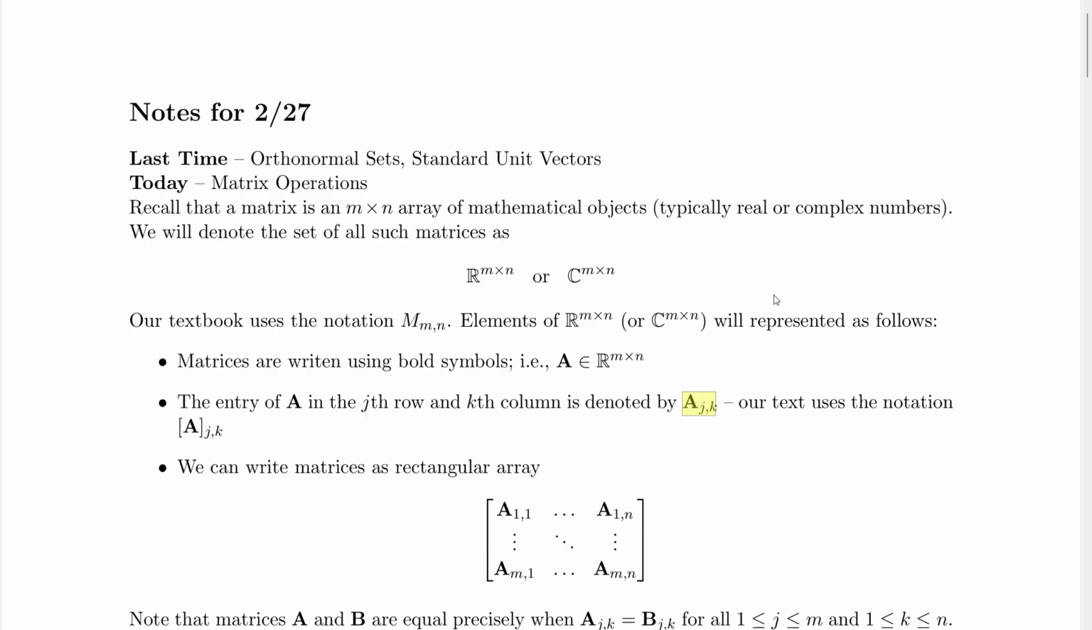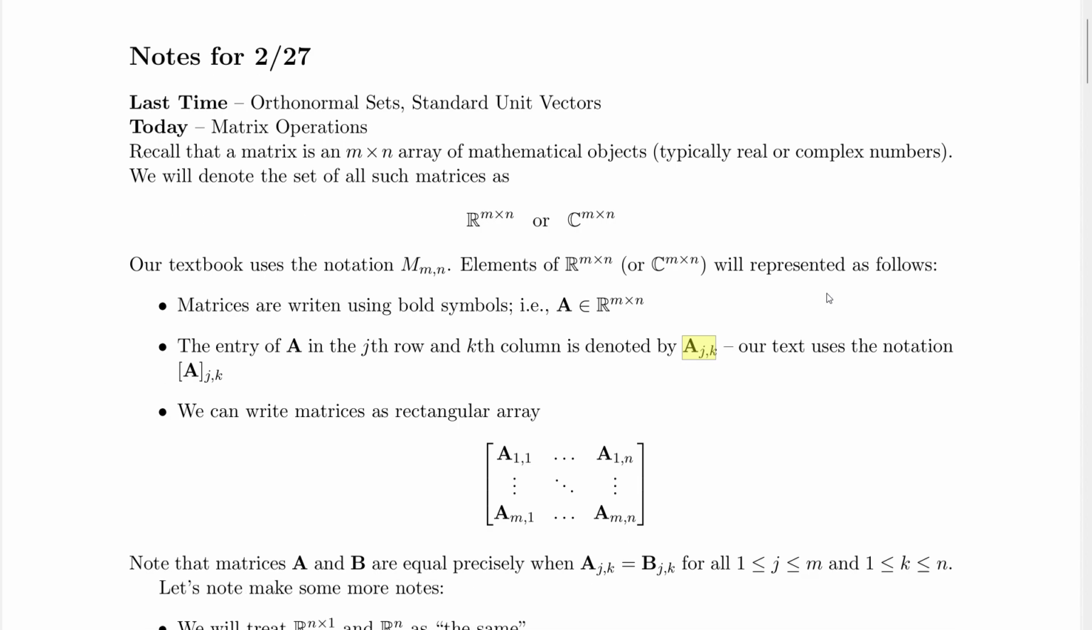All right. Before we go any further, let's note that matrices are equal precisely when their entries are equal. And it goes without saying, right? Two sets are equal if they have precisely the same elements. Two matrices should be the same if they have precisely the same entries. Worth noting. All right, and speaking of that, let's make some more notes.